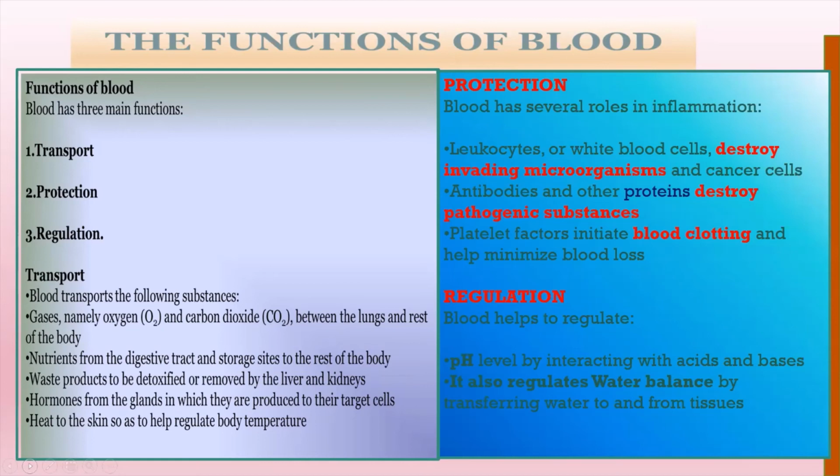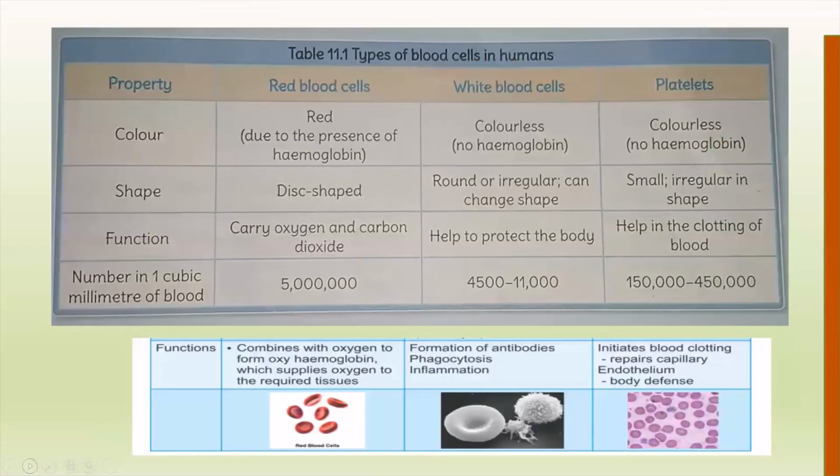Protection. Blood has several roles in inflammation. Leukocytes or white blood cells destroy invading microorganisms and cancer cells. Antibodies and other proteins destroy pathogenic substances. Platelet factors initiate blood clotting and help minimize blood loss. Regulation. Blood helps to regulate pH level by interacting with acids and bases. It also regulates water balance by transferring water to and from tissues. So these are two tables telling you everything about the types of blood cells in brief.